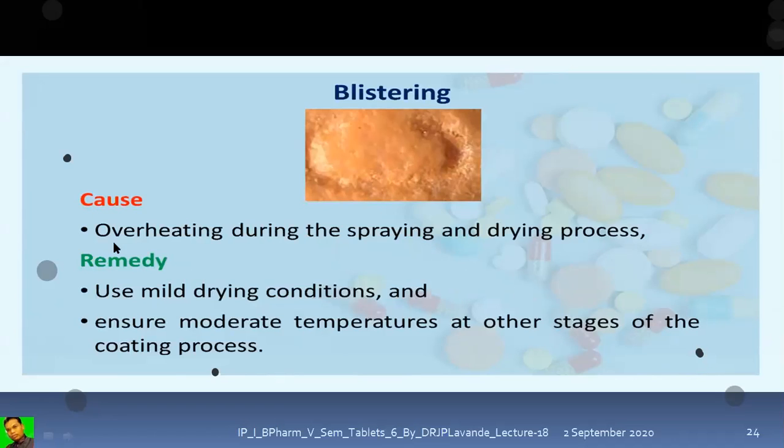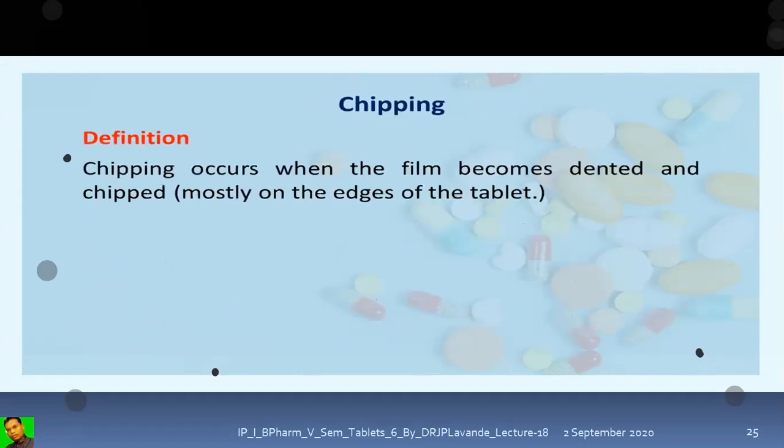See again, to increase the heating or to increase the temperature, that may further give rise to another problem, which is said to be blistering. So we need to have an optimized temperature so that the blistering should not occur, so that the sticking or the twinning of the tablet should not occur. Now, what is the remedy? The remedy is the use of mild drying conditions, and we need to ensure moderate temperature at other stages of the coating process in order to avoid the process of blistering.